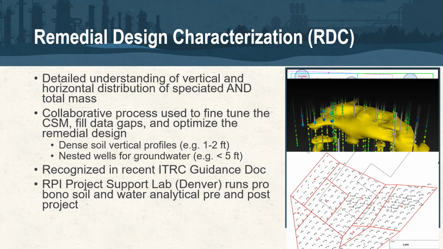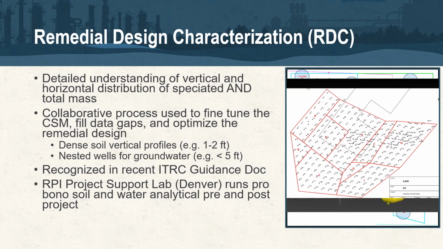I already showed you that figure, and so we take that information and we carve up the site into all these different air treatment areas, and each of these areas is broken down vertically as well. So you may have a shallow, intermediate, and deep interval, depending again on where the mass is. And so this optimization process almost always pays for that upfront additional characterization work.